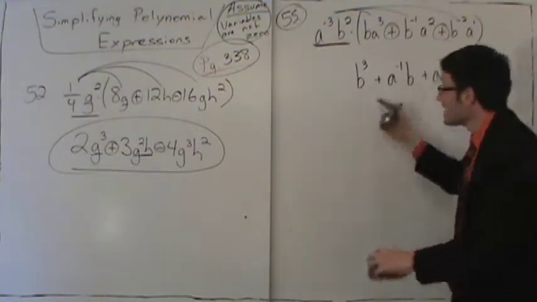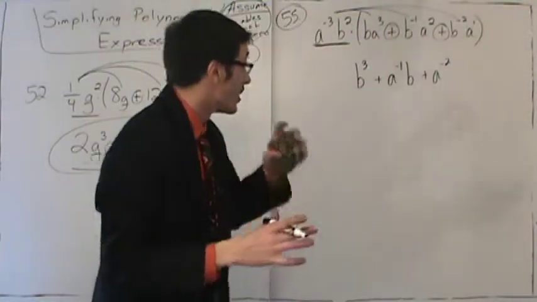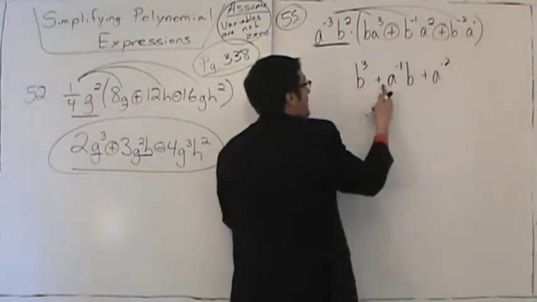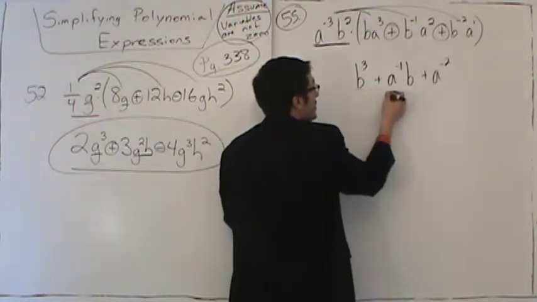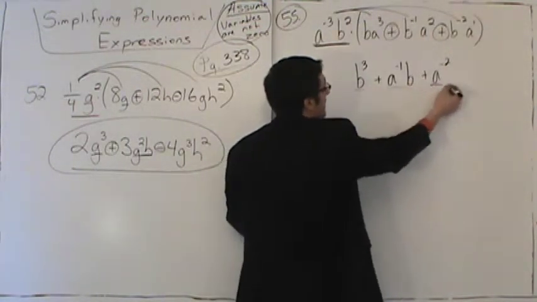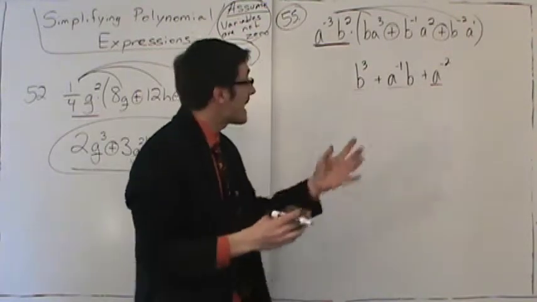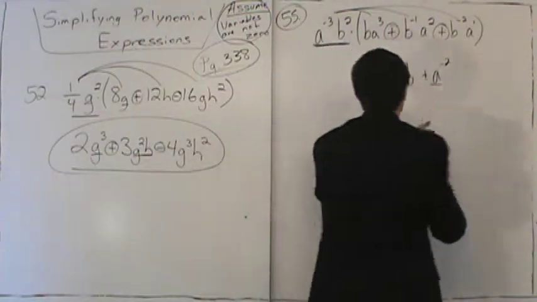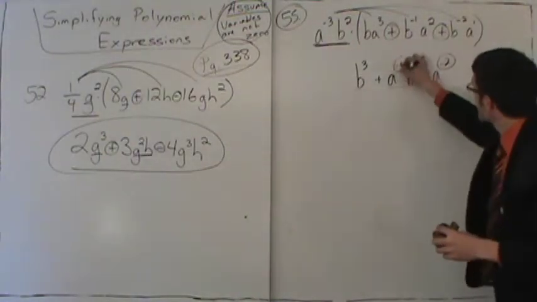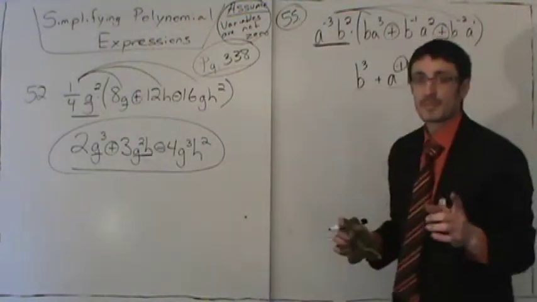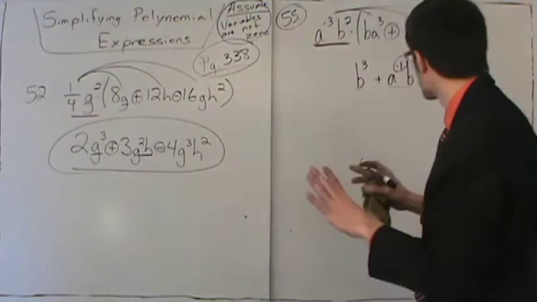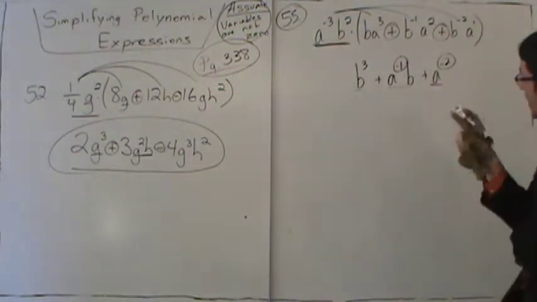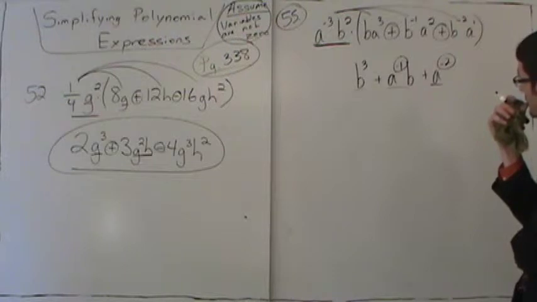Now my question is, is this a final answer? No. Okay, we're done multiplying. We're now adding. Does anything match? Does B cubed match anything? No. Does B? No. Nothing matches, so you can't add anything. But is this a final answer? No, it's not. Why is it not a final answer? Because you have negative exponents, which need to be moved from top to bottom. So I want you to pause the video and attempt to finish this problem.